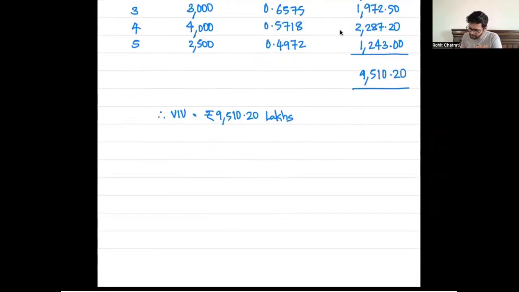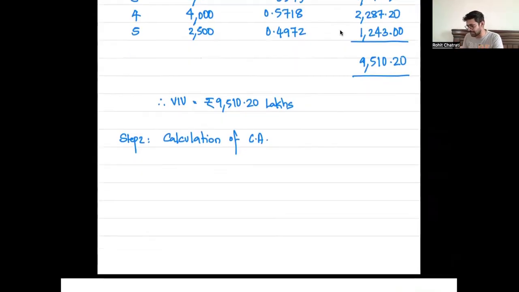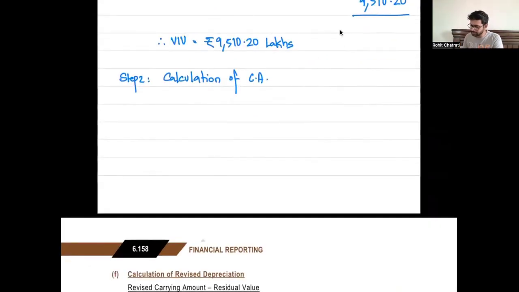You can also use that for examination purposes, but the VIU is going to be 9510.2 lakhs. Step number 2 is calculation of the carrying amount. You could have done carrying amount first and then recoverable and then VIU as well. But I'm just doing carrying amount as the second step. All right, both of them are fine.